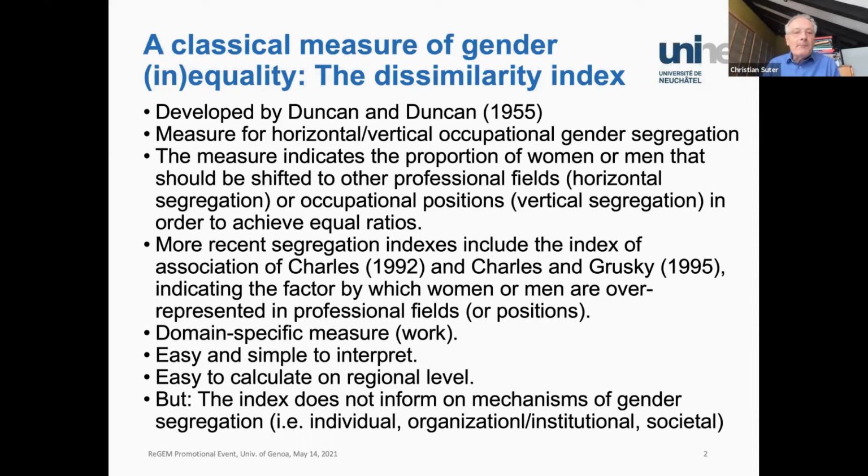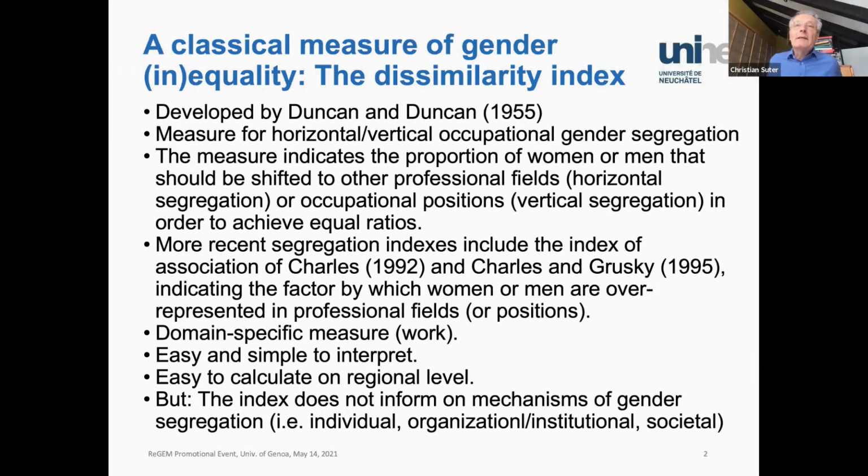So my first point would be the classical measure, and I decided to present you the dissimilarity index, which is an index of gender segregation, not only of gender, but in general of segregation. But of course, it has been applied often to gender. This is a very early index in the 50s, developed by Duncan and Duncan. And with respect to the literature on gender equality, inequality, we distinguish between two elements of segregation. It's vertical gender segregation and horizontal gender segregation.